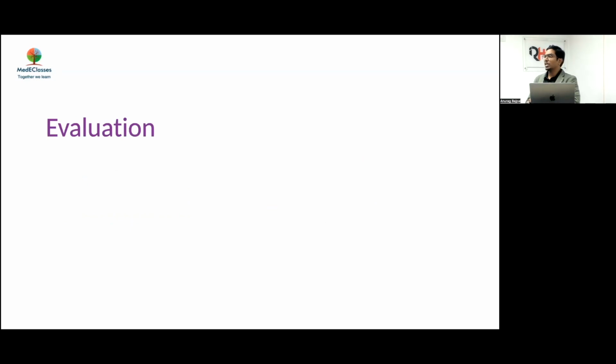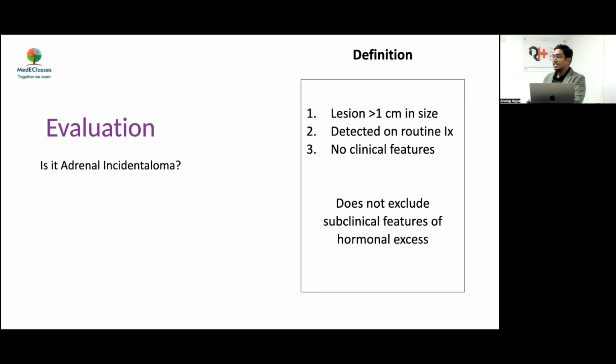Before labeling anything, we have to go through 3 or 4 questions: is it an adrenal incidentaloma? So what is an adrenal incidentaloma? If the lesion is less than 2 centimeter, and if it is detected on routine investigation without any clinical symptoms, that fits the criteria of an adrenal incidentaloma.